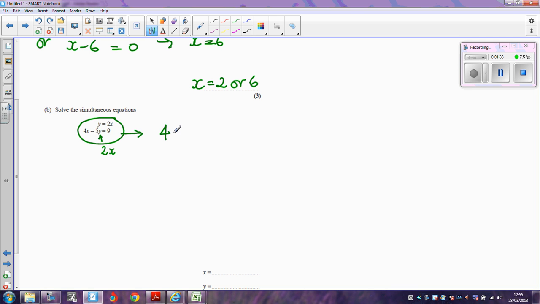So if I write the second equation, I've got 4x minus 5 lots of 2x, well that's 10x, and that will equal 9. Now on the left-hand side, 4x minus 10x is minus 6x, so minus 6x is equal to 9. If I now divide both sides by minus 6, this side becomes x, this side becomes 9 divided by minus 6.